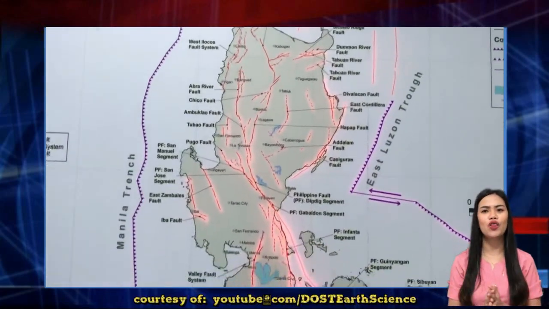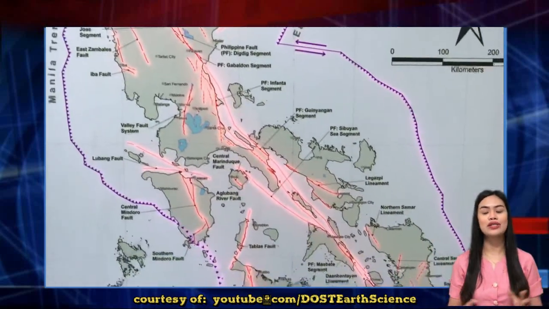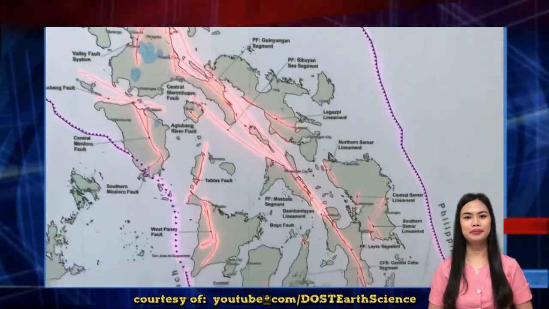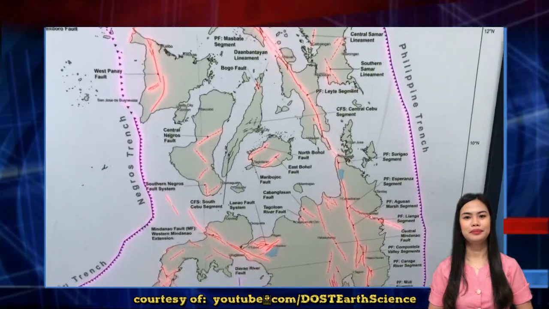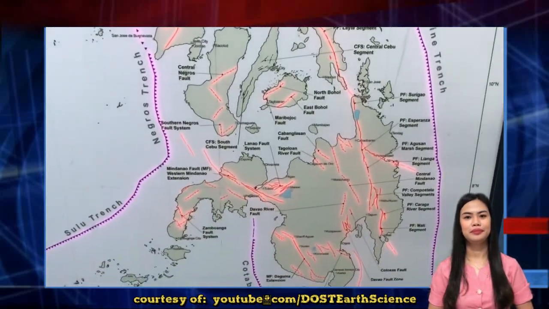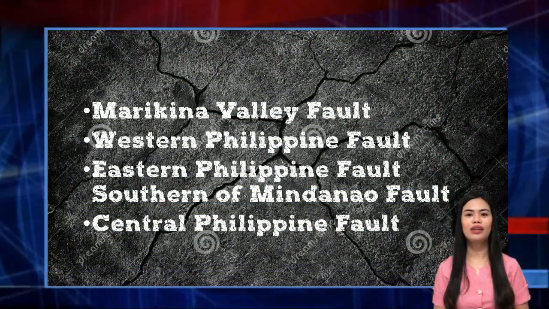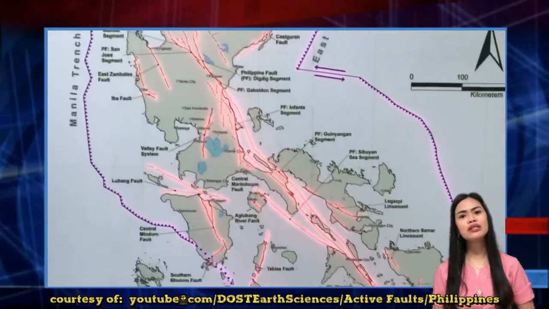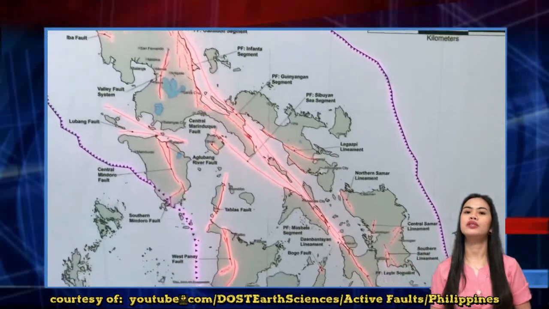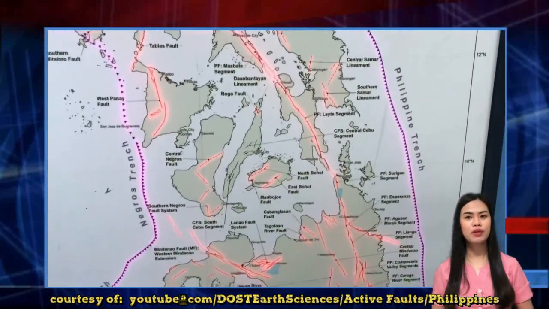Now take a look on those solid lines because they are noted as the active faults in the Philippines. Here's the list of active fault lines in the Philippines. We have the Marikina Valley Fault, the Western Philippine Fault, Eastern Philippine Fault, Southern Mindanao Fault, and the Central Philippine Fault.